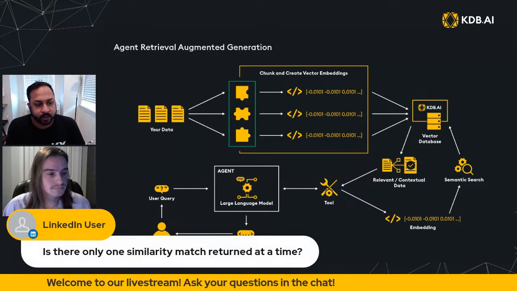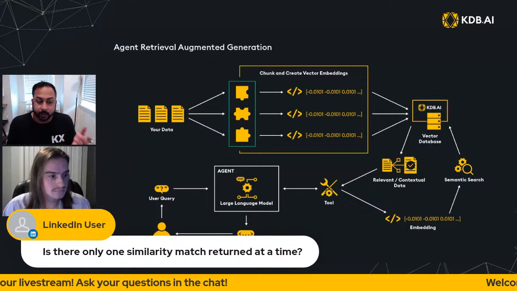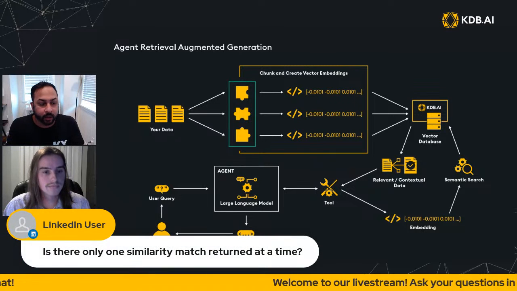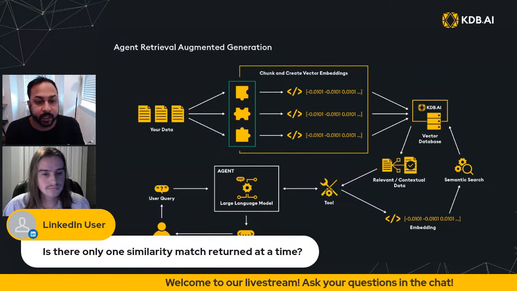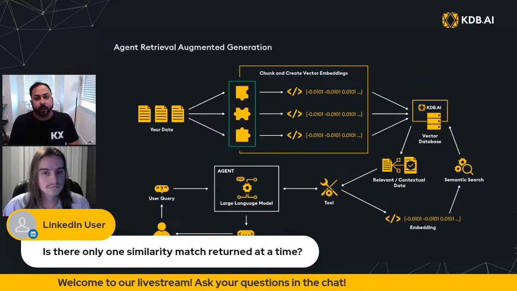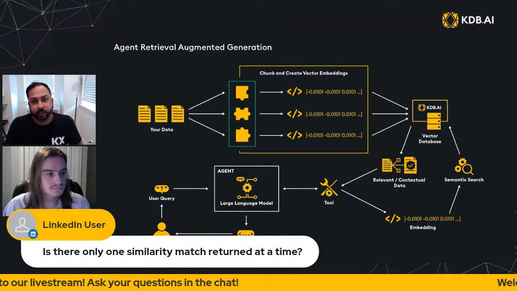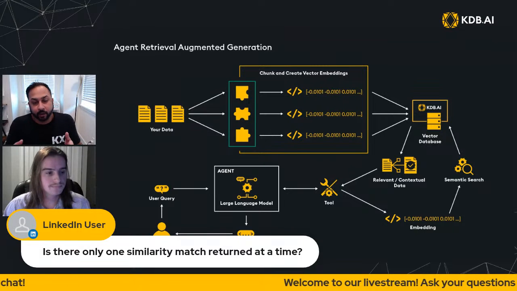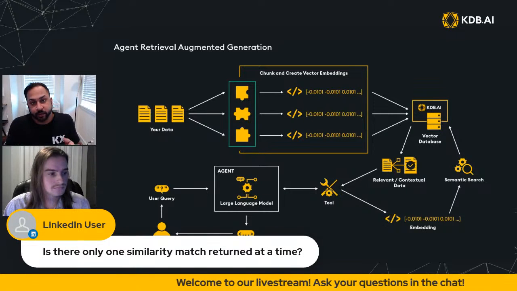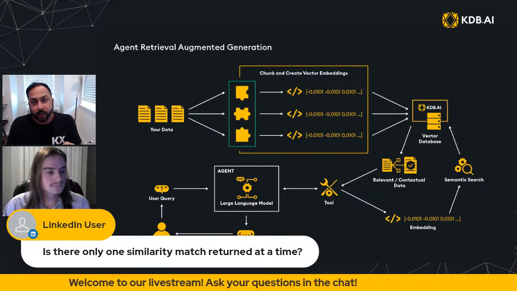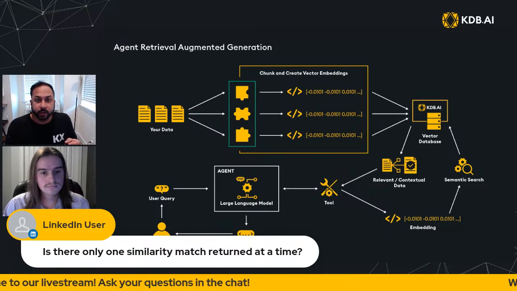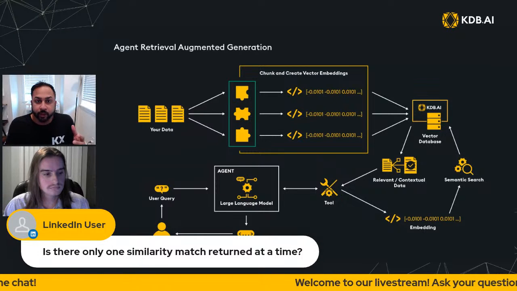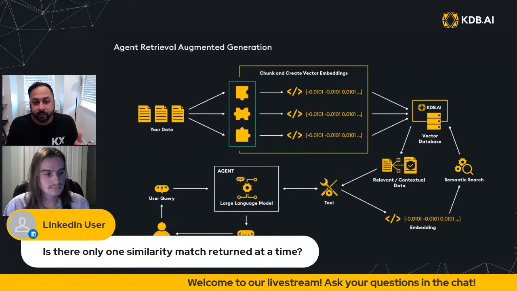Great. And we had a question from a LinkedIn user: if there was only one similarity match returned at a time. This just depends on how you have your query set up with your vector database. If you're using Euclidean distance, it will give you the distance score for each of those chunks to your query vector. And you can choose if you want to only use the most similar match, or if you want to use multiple matches, which you likely want to do in RAG.